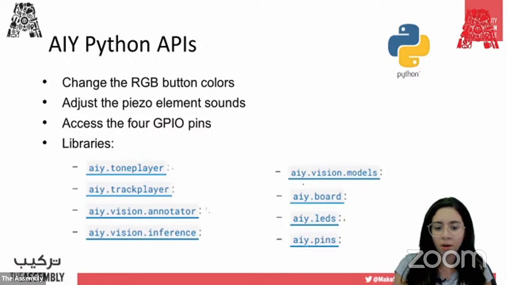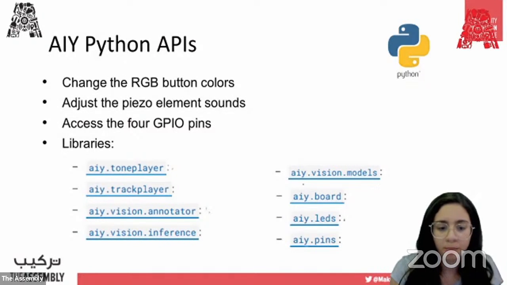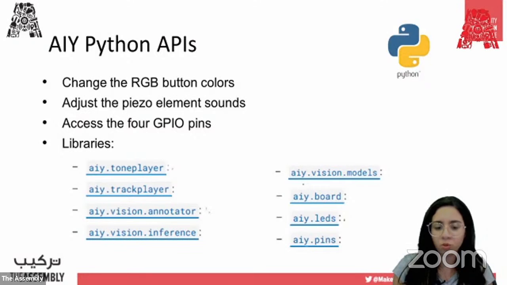You could adjust the buzzer sound. You could also access the 4 GPIO pins and do some stuff on them. Those are all the libraries that the AIY Python API offers. We have the tone player and the track player, which are of course related to the buzzer. We have the annotator, which is related to the camera and the inference, and we have the models, where all the models are.